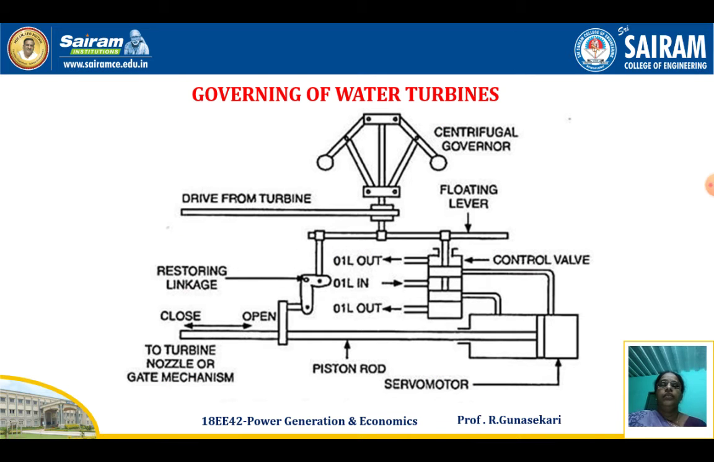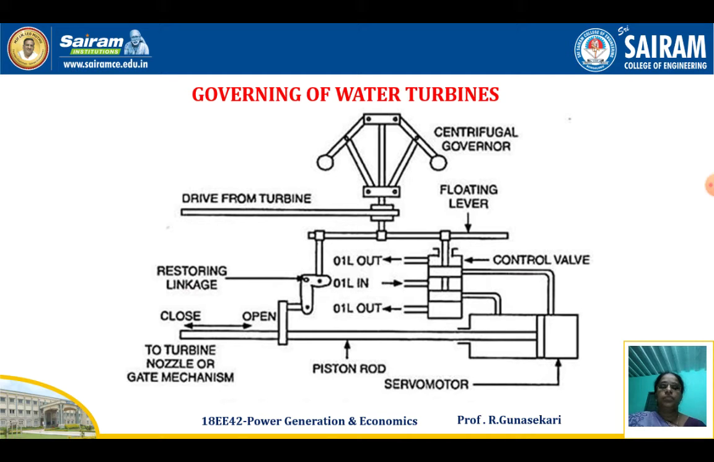Then governing of water turbines. Now see the diagram. The diagram consists of a centrifugal governor, floating lever, control valve, drive from turbine, restoring linkage, turbine nozzle or gate mechanism, piston rod, servo motor, oil out, oil in. This is the governing of water turbines.